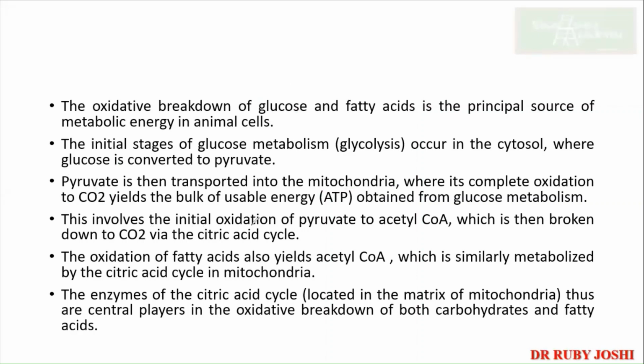So this involves the initial oxidation of pyruvate to acetyl CoA, then it goes to CO2 via the Krebs cycle. The oxidation of fatty acids will also give you acetyl CoA, which is similarly metabolized by the Krebs cycle in the mitochondria. So the enzymes of the Krebs cycle, which are located in the matrix of mitochondria, are the main players in the oxidative breakdown of both carbohydrates and fatty acids. This we also know, okay?